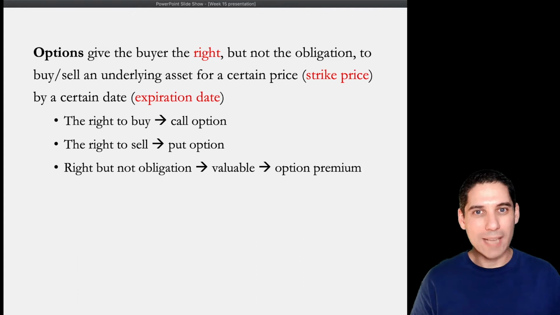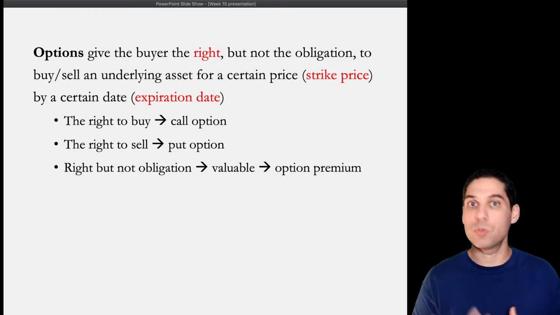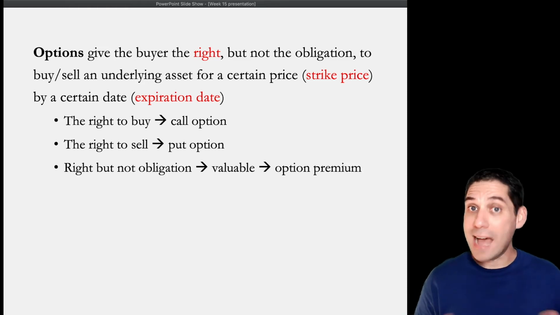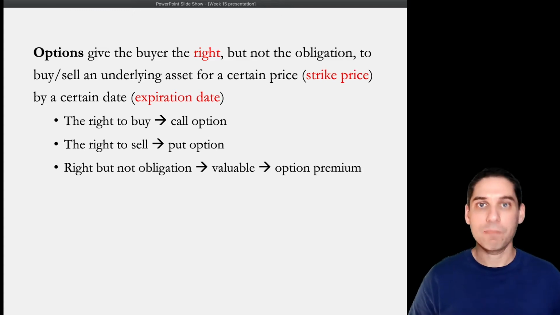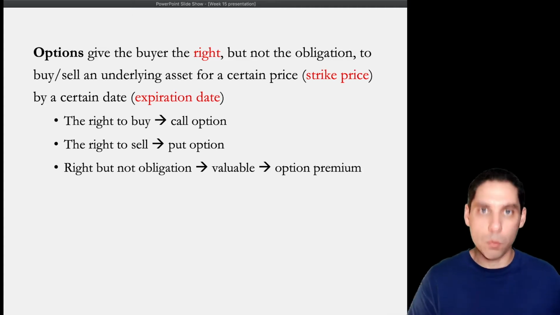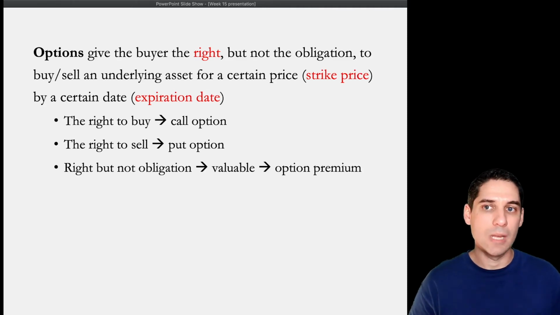And a very important implication of this right but not the obligation is that when you own a contract, a piece of paper that gives you the right to do something but you're not actually obliged to do it, that's a very valuable option. As a result, these contracts will have a value, meaning that if you want to buy them, you're going to have to pay something to get into these contracts. So the buyer of these, whether call options or put options, this very valuable right will require a cost, and we call that the option premium.